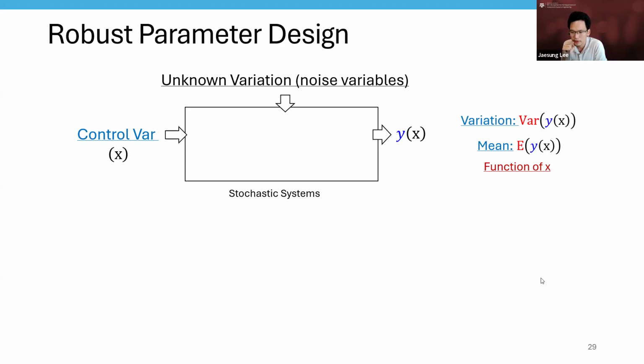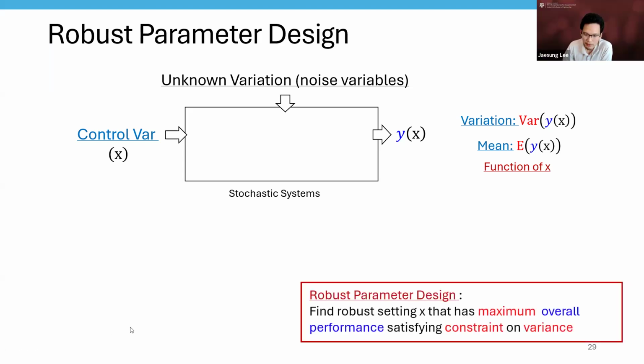So oftentimes, you want to maximize overall performance while you want to minimize the variation of the performance. So that's the goal of the robust parameter design.